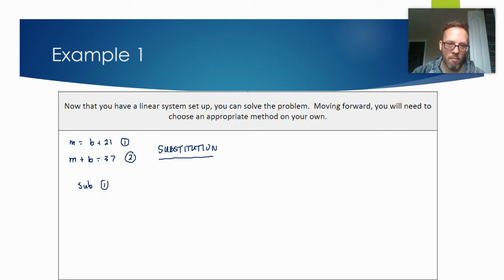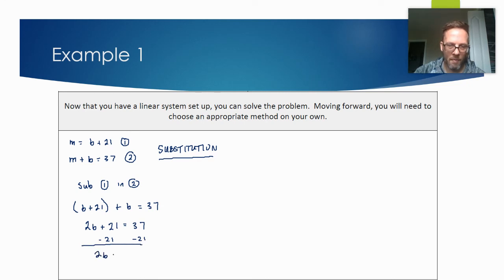Let's sub equation 1 in equation 2. So m is equal to b plus 21, and the rest of equation 2 is plus b equals 37. Let's simplify this. We have 1b plus 1b, that's 2b. I'll show a ton of steps; you could probably shave a few. Subtract 21 from each side. 2 times b equals 16. And then divide by 2, we can see that b equals 8.